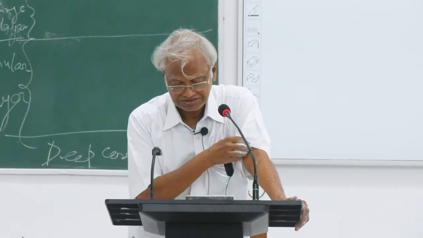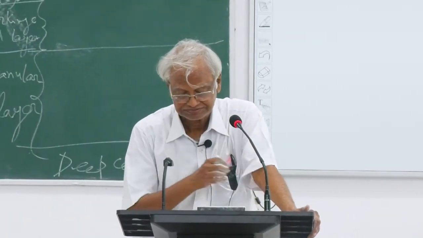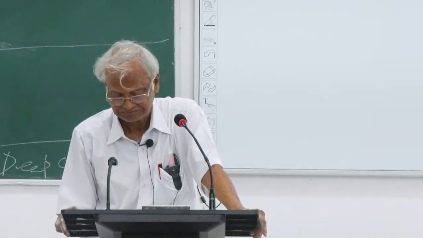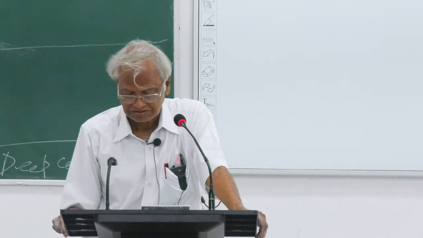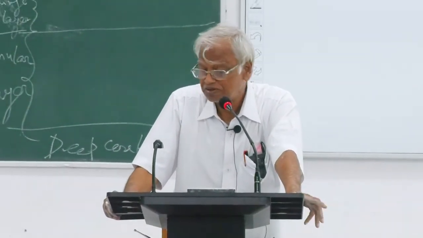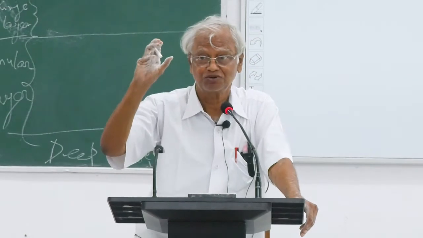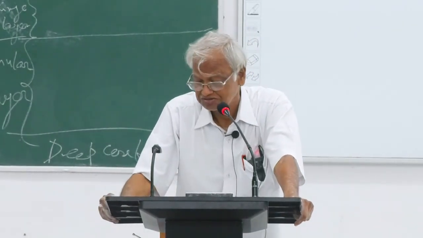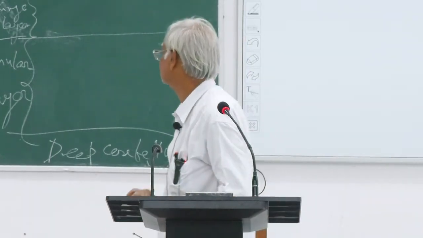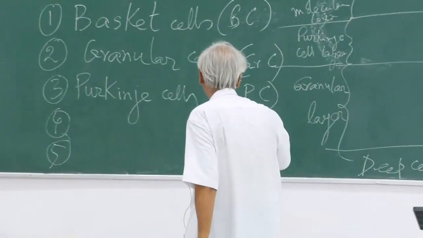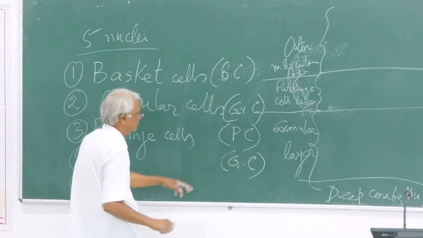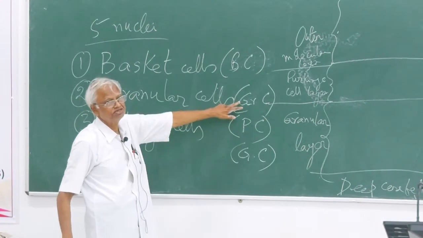And then there is the glomerulus, like a glomerulus, round cells. They are called glomerulus. We call it granule cells.